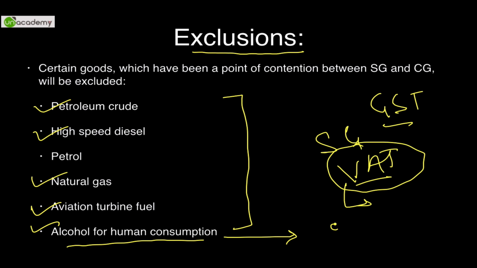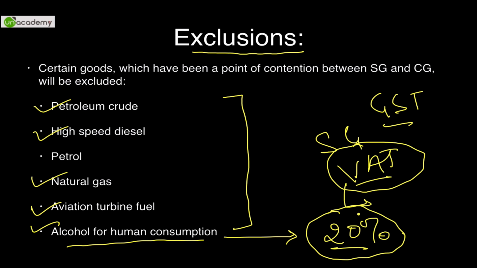This is vatable at the highest rate of 20% in every state. So this 20% revenue will not be foregone by any state government, as it continues to exist within the state government's ambit, and GST will not include something like alcohol. Now this is something again which has been proposed. It may or may not be there, but as of now, as we speak, this is excluded from the ambit of GST.